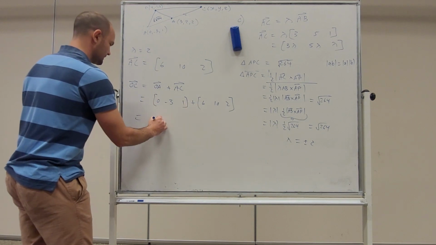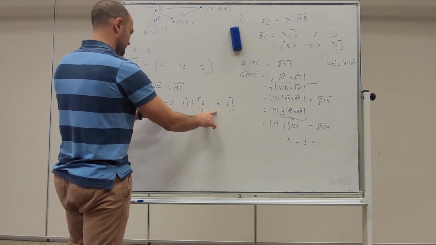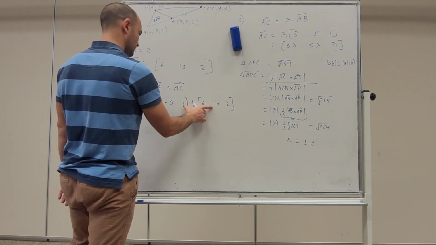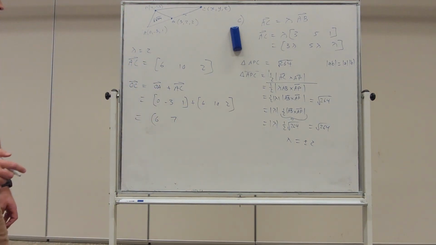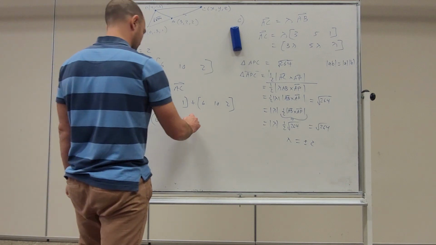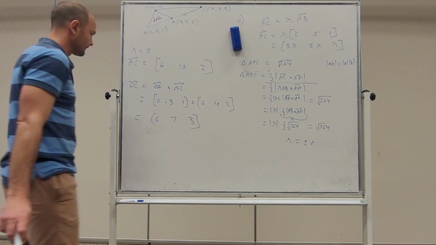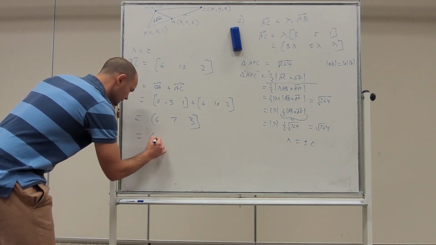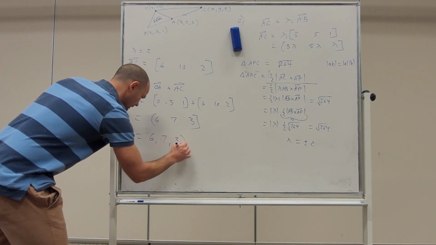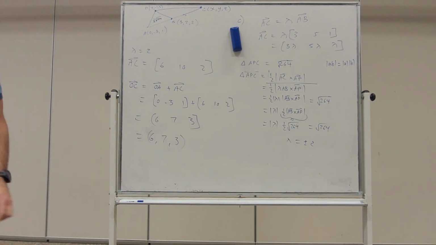And we're left with 6, 7, and 3. So the coordinates of C then are 6, 7, 3. All right, so that's quite a long problem. Hopefully you're able to squeeze it on there.